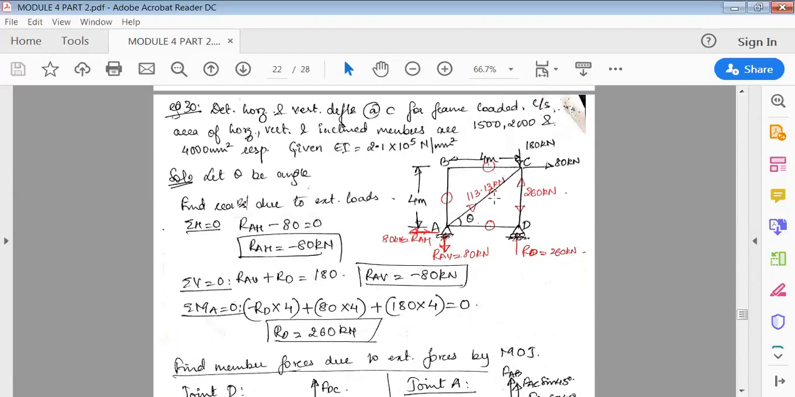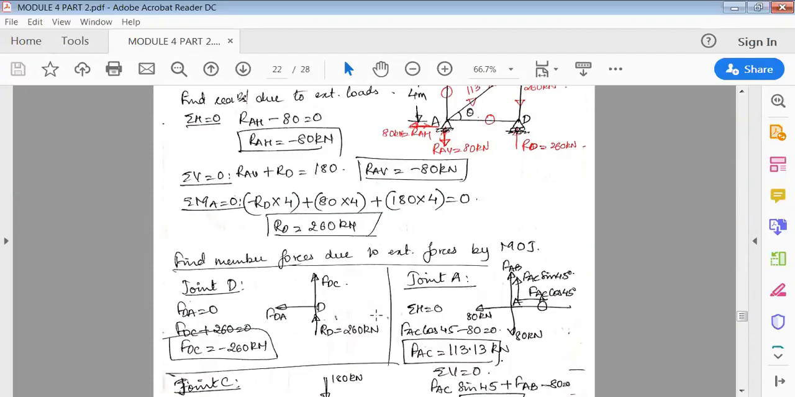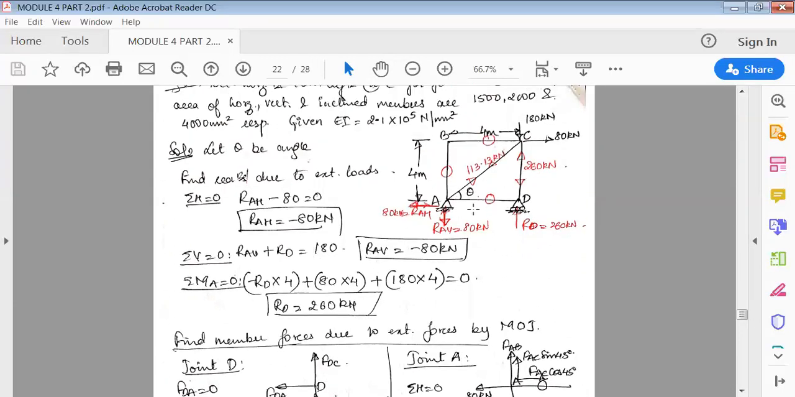Similarly, once you find this, draw another truss in such a way that you can go on marking in this. As soon as you find the forces in the members, you have to show and mark them here.